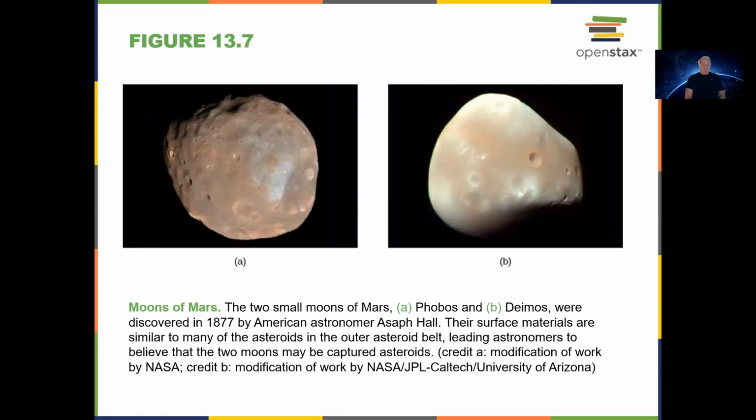Here are two moons of Mars. These two small moons of Mars, Phobos and Deimos, were discovered in 1877 by American astronomer Asaph Hall, and their surface materials are similar to many of the asteroids in the outer asteroid belt. And this leads astronomers to believe that these two moons were actually captured asteroids. So they were flying around in space, and then they were captured by Mars, by its gravitational field.